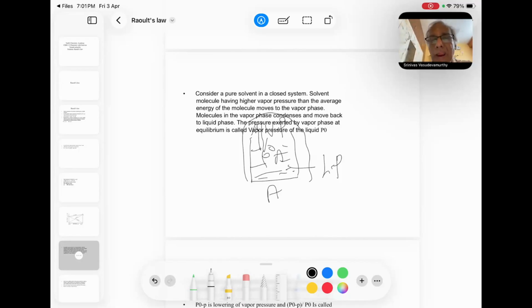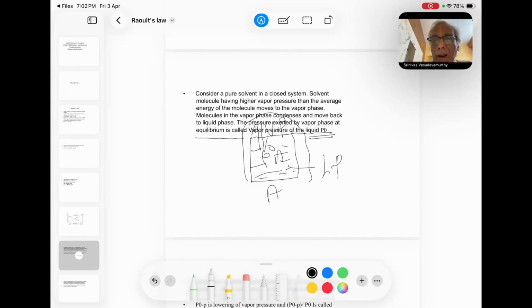At a particular stage, the rate of evaporation becomes equal to the rate of condensation. Then we say an equilibrium is achieved. The vapor pressure exerted at equilibrium is called the vapor pressure of the liquid, or the vapor pressure of the solvent. It's given as P naught here. So the vapor pressure exerted at equilibrium is the vapor pressure of the liquid, equal to P naught, right?